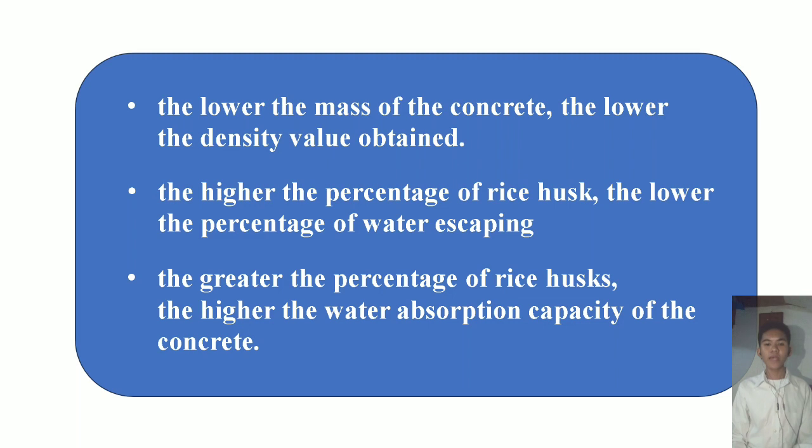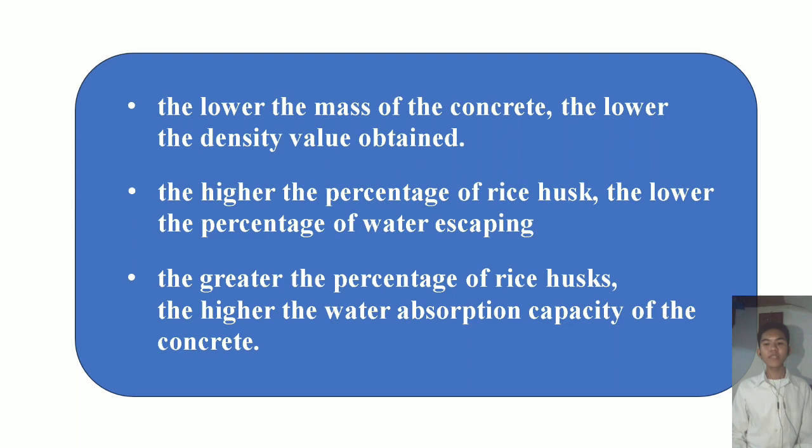Regarding the pores in the water pass test, it was also found that the rice husk filled the pores in the concrete. Based on these facts, it is proven that the greater the percentage of rice husk, the higher the water absorption capacity of the concrete. This is confirmed by the statement that rice husks can absorb much water because they have a very high porosity, about 79%. Water absorption in concrete is greater due to the high porosity value of rice husks.